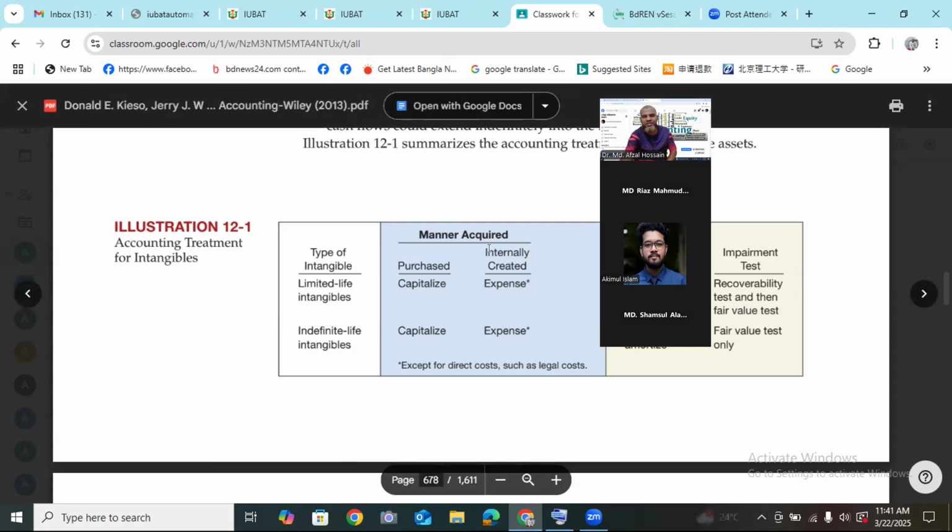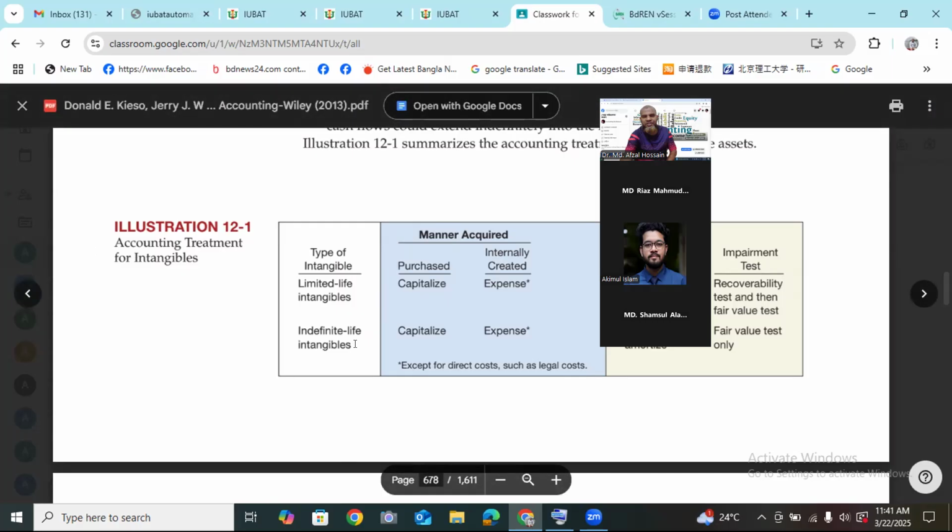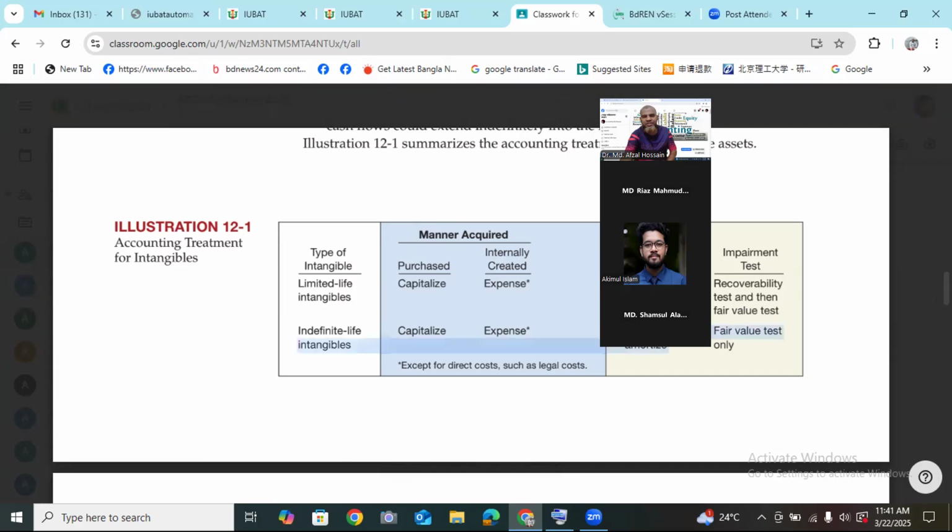Now the amortization. For limited life intangibles, you should charge amortization over the useful life, and infinite life intangibles do not amortize.